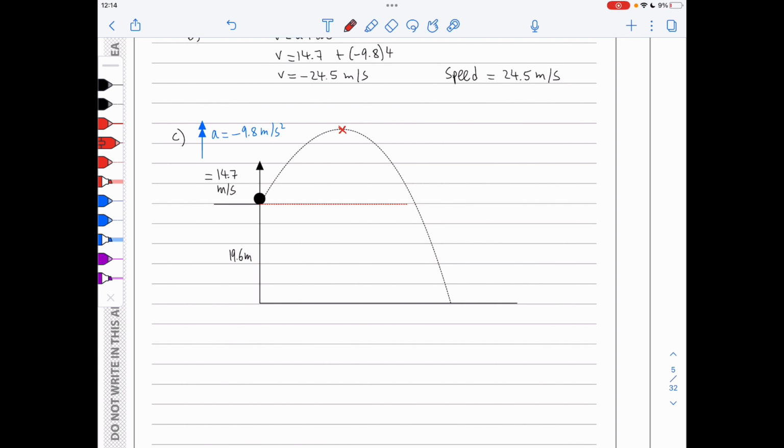At this point, the velocity is 0 meters per second. So the ball is instantaneously at rest. And we would like to find the height h. Because once we find this height h, it means we go up by h, we come down by h, and then we add another 19.6, and this will give me the total distance traveled by the ball.